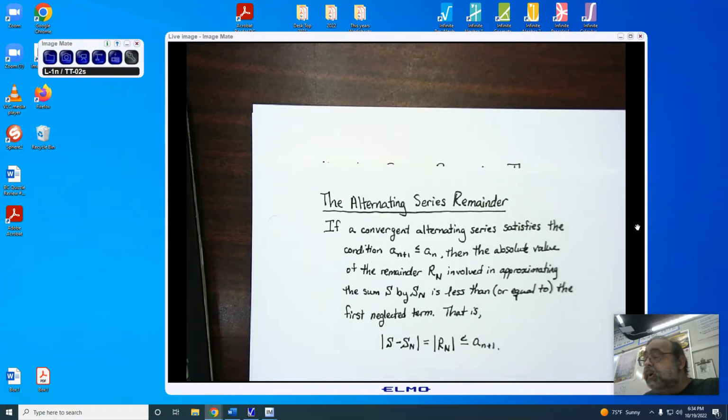If a convergent alternating series satisfies the condition that a sub n plus 1 is less than or equal to a sub n, then the absolute value of the remainder R sub n involved in approximating the sum S by using partial sums S sub n is always less than or equal to the first neglected or omitted term. That means that the difference between the actual sum and our partial sum will always be less than a sub n plus 1. So let's now just try to figure out what that means.